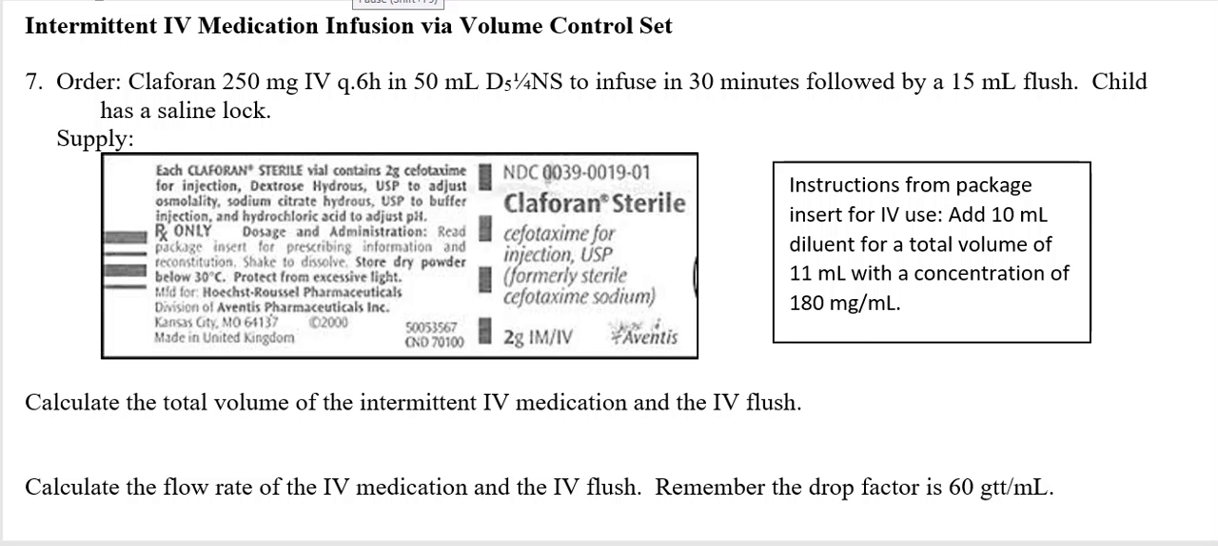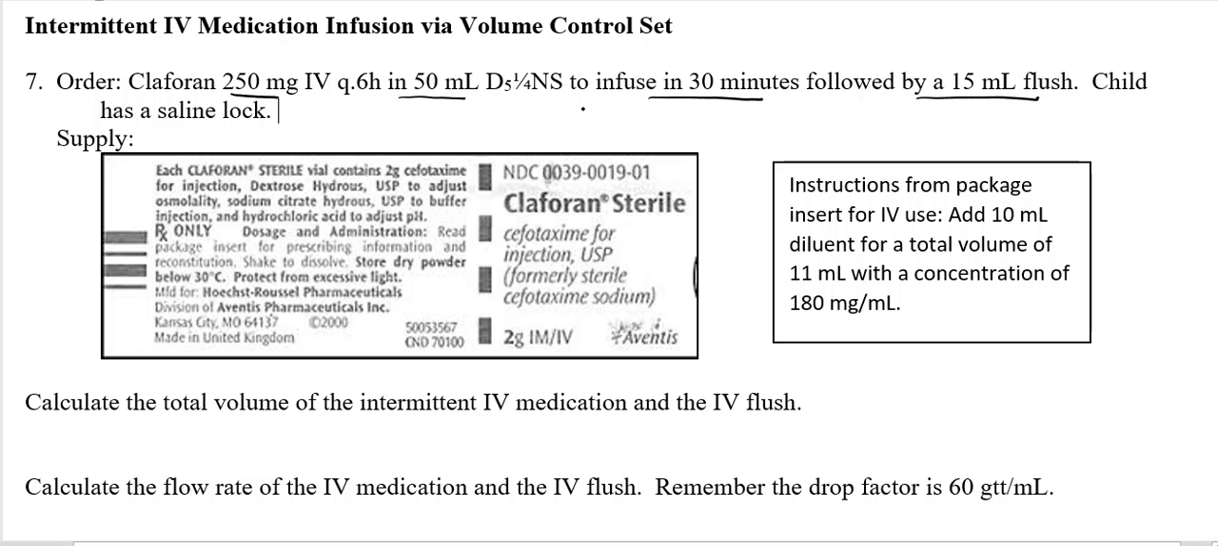Hey everybody, in this video we're going to look at the intermittent IV medication infusion via volume control set using a volume control chamber. There's several steps to these, so pay attention. The order is for the chloroform 250 milligrams IV in 50 milliliters to infuse in 30 minutes, followed by 15 milliliter flush.